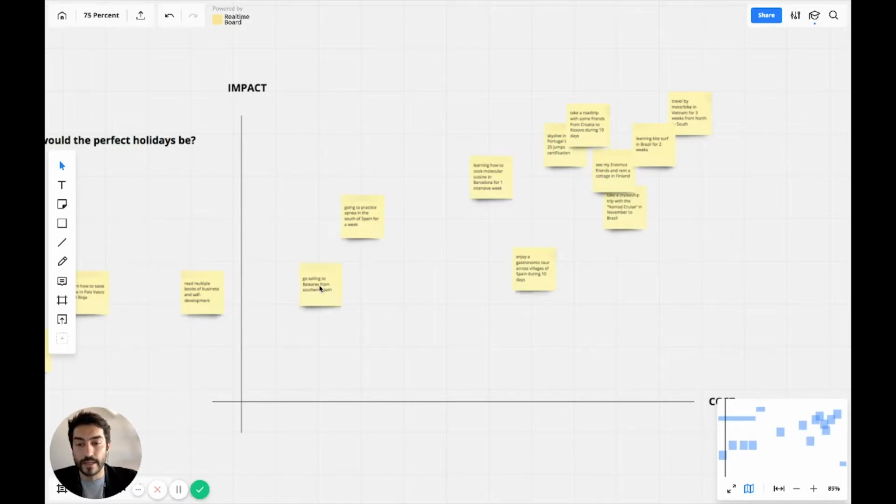Go sailing to Baleares from southern Spain. I have a good friend who's a sailor. She has a boat, so the cost is lower. And that's also a trip with a very high impact.